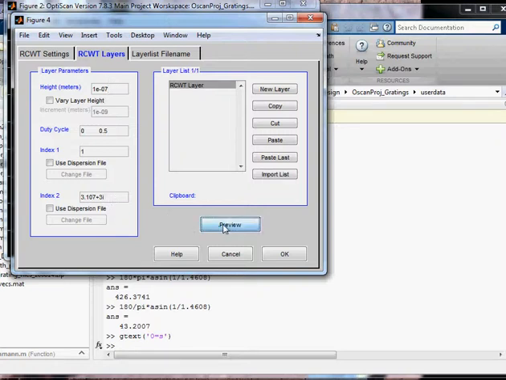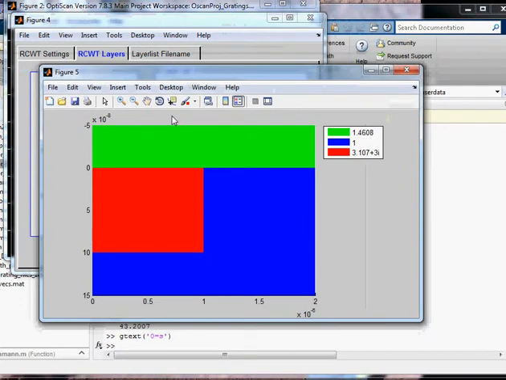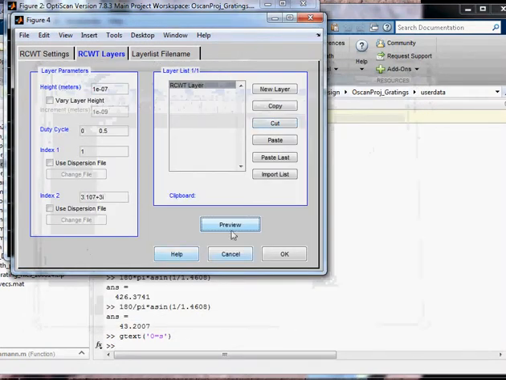So if we do a preview here, you'll see on this picture the light is incident from above, so the incident medium is the fused silica, and then here's the chromium, and then the substrate is air down here. That's got a blue color. And then medium 1 is the air, and medium 2 is chromium. So now all that's set up.